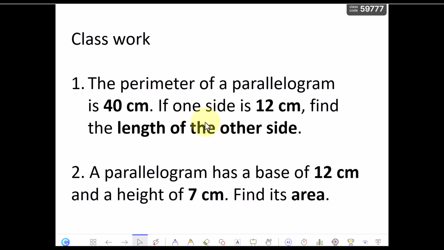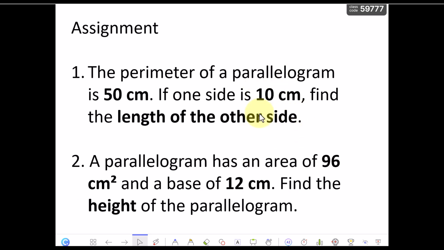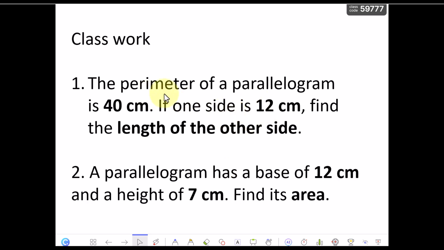So this is our class work. I've already explained this work in class, though I've not marked some people's own. So let me pause. I will not do the correction now. Before tomorrow's lesson, I'll do the correction of this classwork and of this assignment. But it's not a difficult one. The perimeter of a parallelogram is 40. So you already know your perimeter. You should be able to find the other side, which is the length.